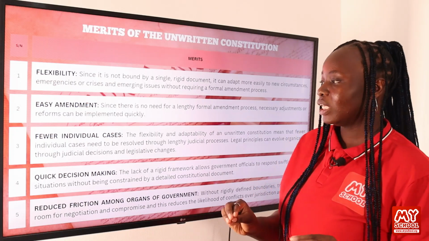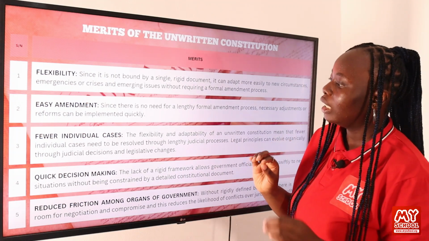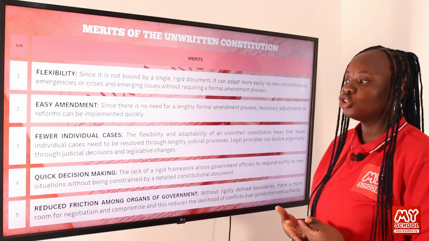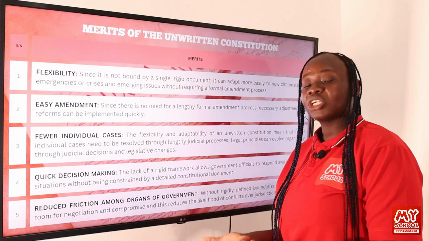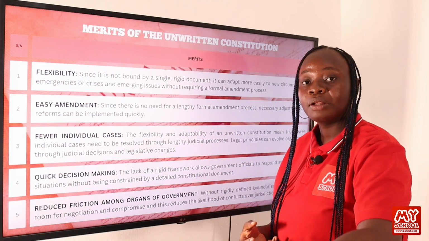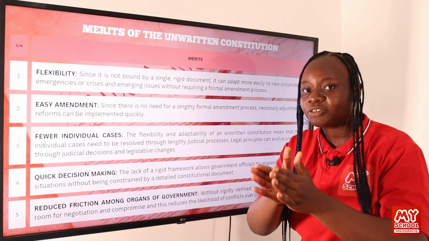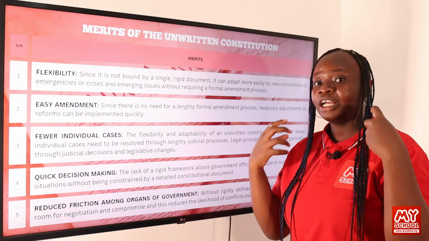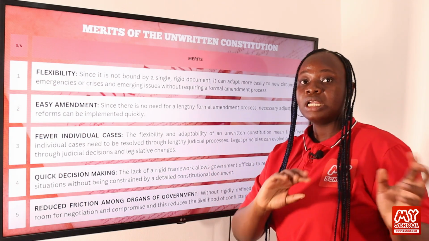Then there are fewer individual cases. The flexibility and adaptability of an unwritten constitution mean that fewer individual cases need to be resolved through lengthy judicial processes. Legal principles can evolve organically through judicial decisions and legislative changes. So for a written constitution, when they usually take the constitution to the court of law, they usually debate on the interpretation of the law rather than on specific situations. For an unwritten constitution, the case is different. The judge has to look at specific situations rather than looking at the interpretation of the law. This means that judicial cases are usually much more fair in an unwritten constitution. This results in fewer individual cases in the court of law.